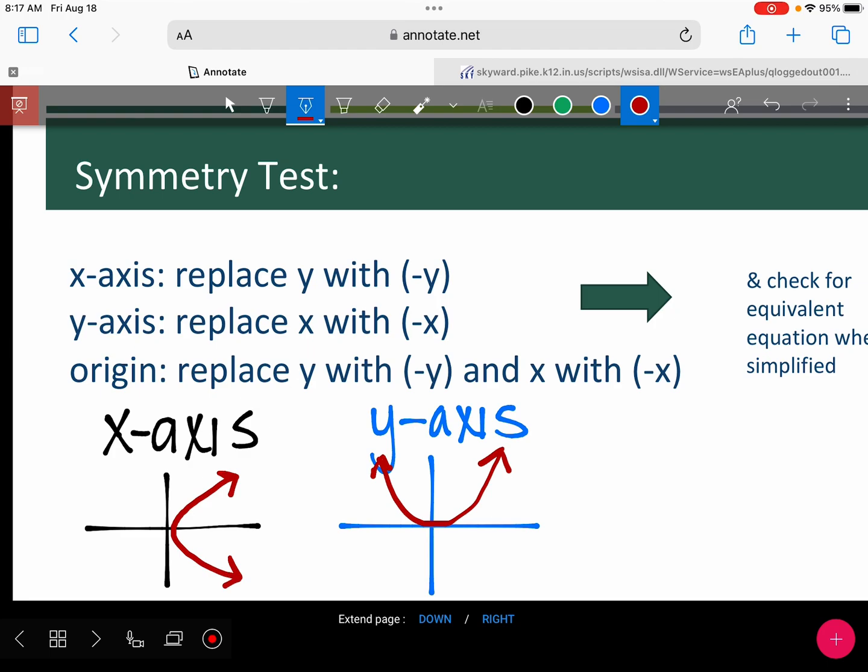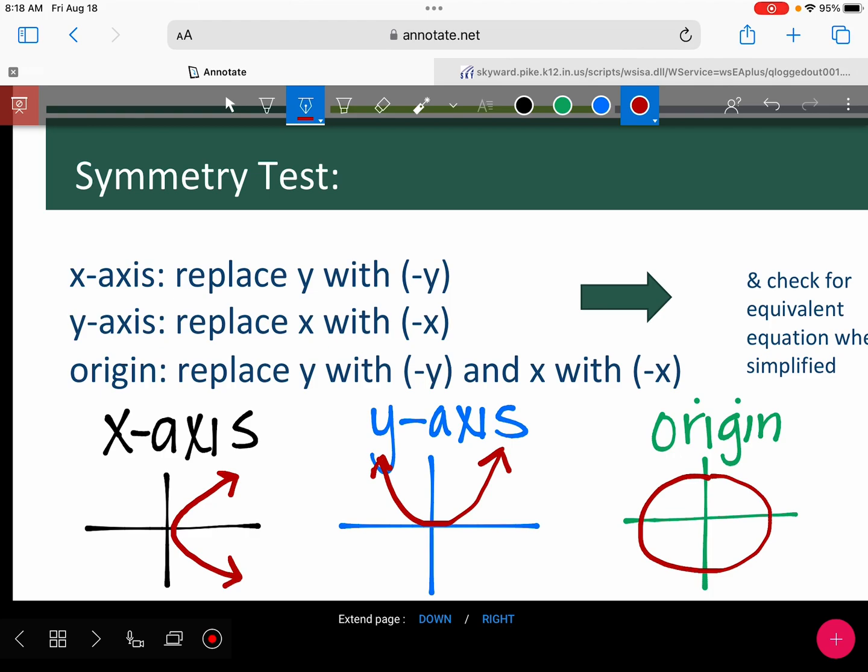And then origin symmetry, the easiest one to think of is a circle that's centered at the origin. Because if you fold it along the x-axis, it's going to match up. And if you fold it along the y-axis, it's still going to match up. So those are your three different types of symmetry.